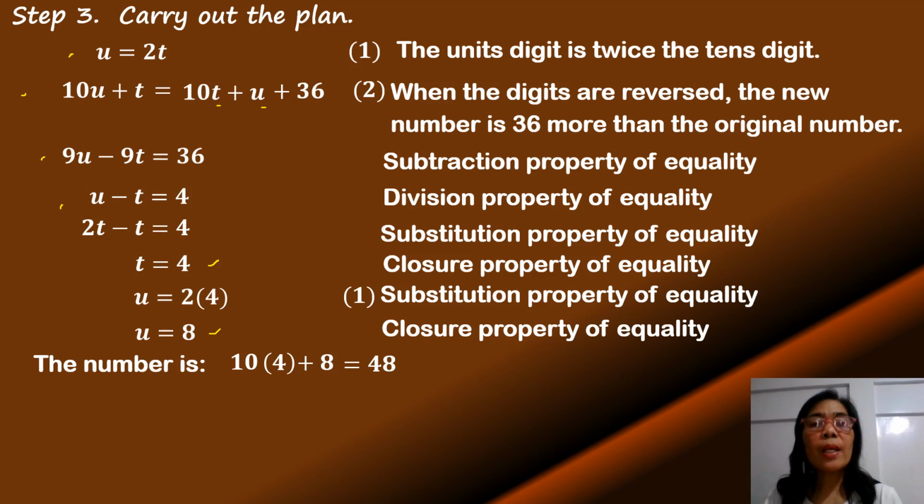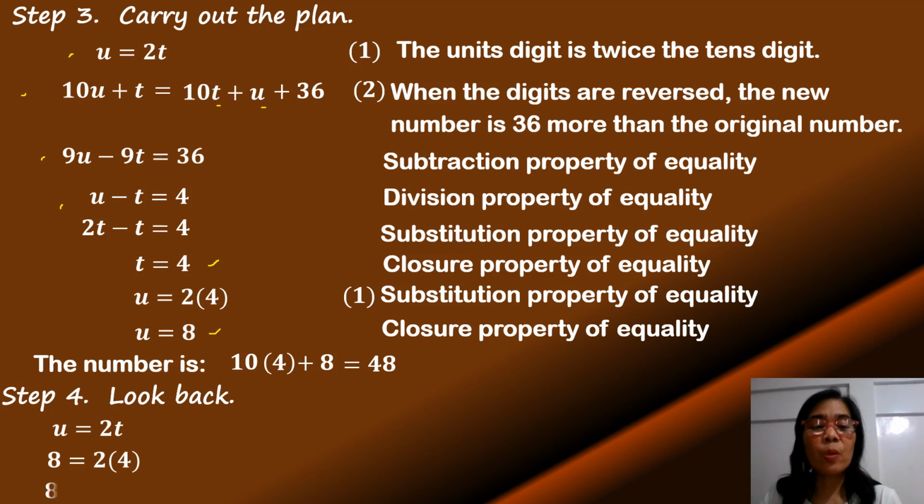So we proceed to the next step, which is to look back. Again, to look back is to make reflections or try to check if the obtained values will satisfy the conditions. So the first condition is that the units digit must be twice the tens digit. So the units digit is 8. Is it equal to 2 times T, which is equal to 4? So when we simplify, 8 is equal to 8 is an identity. Therefore, the first condition is satisfied.